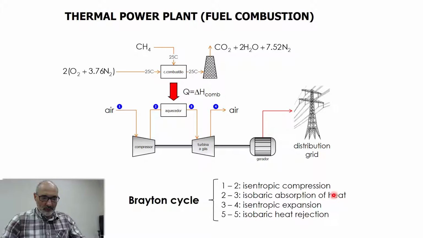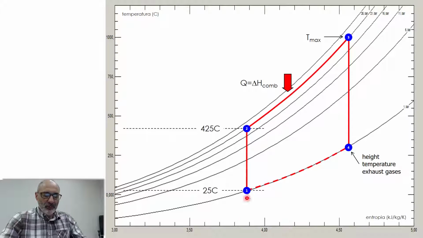So remember the definition: isentropic compression, isobaric absorption of heat, isentropic expansion, and isobaric rejection of heat. Point 1 is atmospheric pressure, 1 bar, 25 degrees, so that's the GPS coordinates of this thermodynamic state. Isentropic compression means that the path is vertical, so we go from 1 bar to the working pressure, which I fixed at 26 bar here. This is the design parameter.